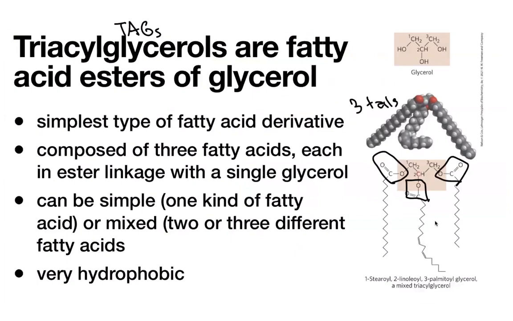Now, these 3 tails can be the same or they can be different. If we look at this example, we can see that 2 of them are saturated and 1 of them is unsaturated. In this case we would call it mixed. If it was simple, these would all be the same, but this is mixed. So we have 3 different fatty acids, and they could have different lengths too, and different numbers of double bonds.